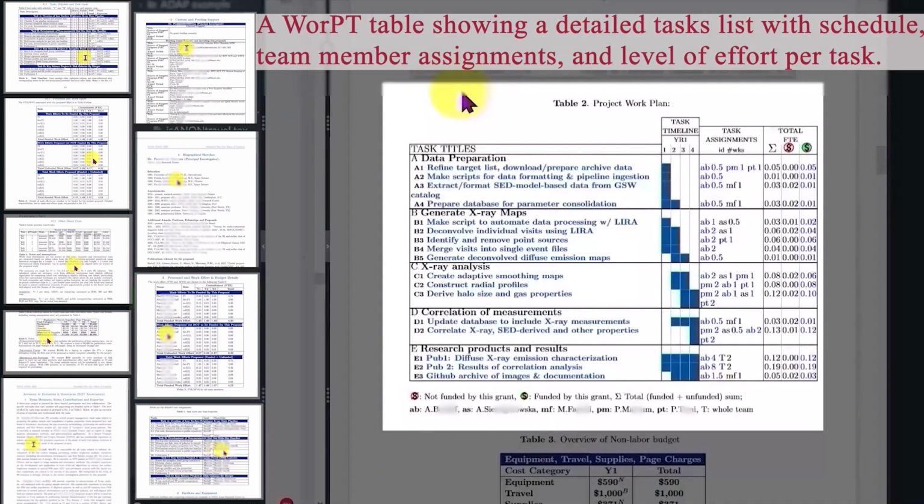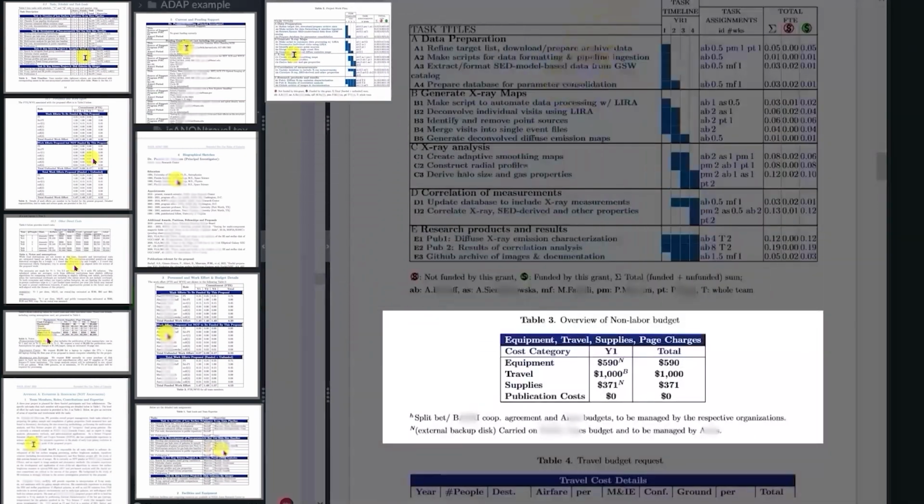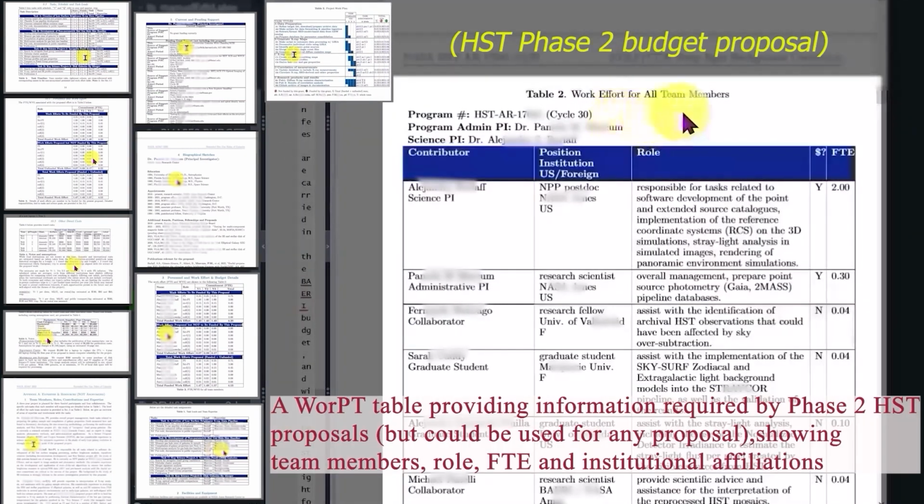This resource-loaded task table is my personal favorite, showing the list of tasks with detailed timelines, assigned team members, along with their individual level of effort per task. The WorPT products include this table, which is formatted specifically to meet the HST Phase 2 budget proposal solicitation requirements.